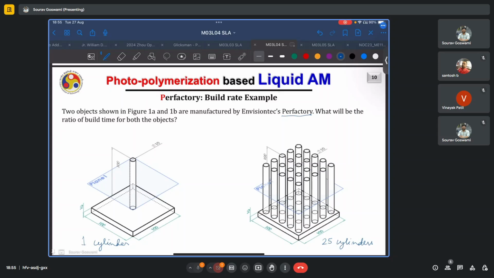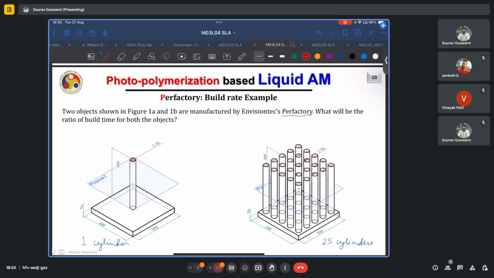Whereas in the case of Perfactory, given that we can expose the entire region of interest or the entire build surface in one go. I am not exposing certain regions only because it is not desirable and I don't want any material to be printed in that region. But should the need arise, I can still expose the entire region in one go. So whether it is just, say for one layer, I want to expose just this one cylinder on the left, or whether I want to expose all of these 25 cylinders, such as on the right, it is the same step. I do not require any additional effort or any additional time or any additional energy for this.